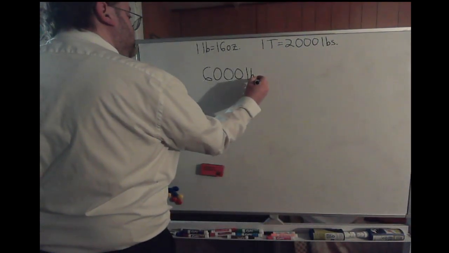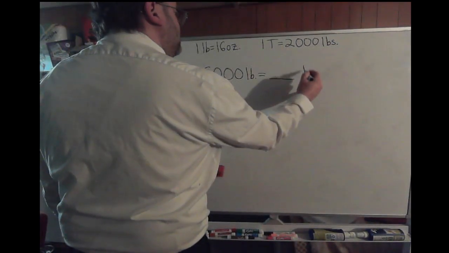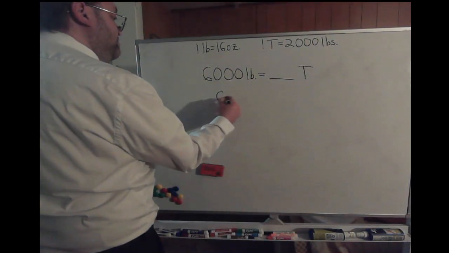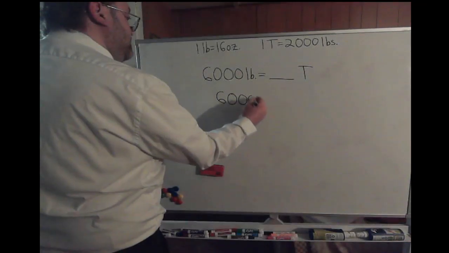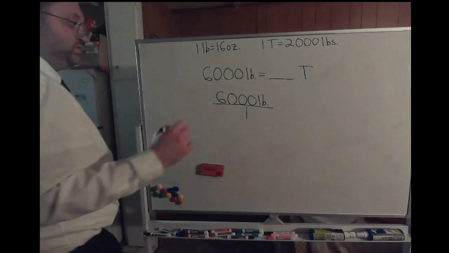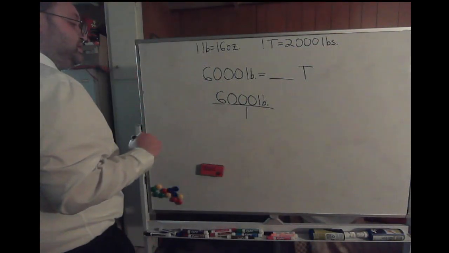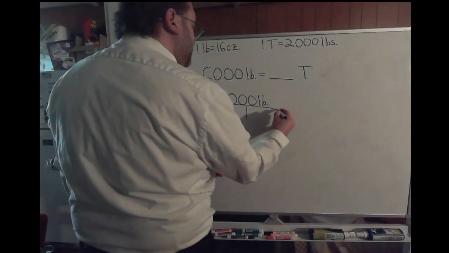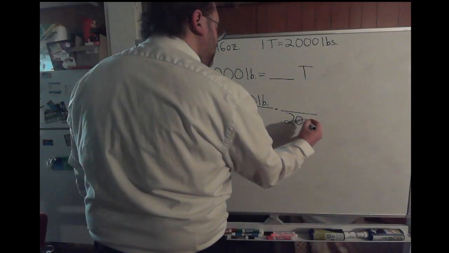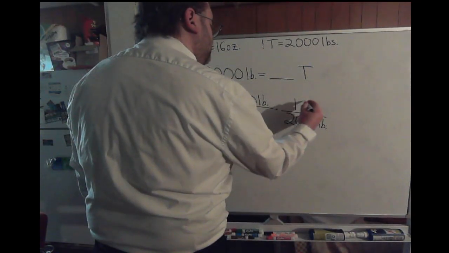So let's say we have 6,000 pounds, and we want to convert that to tons. How many tons is 6,000 pounds? Well, you start with, of course, your 6,000 pounds over some guiding one. Now, of course, you want pounds to cancel out. So you can use the fact that for 2,000 pounds in your denominator, there is 1 ton.